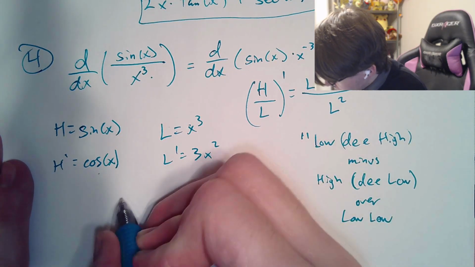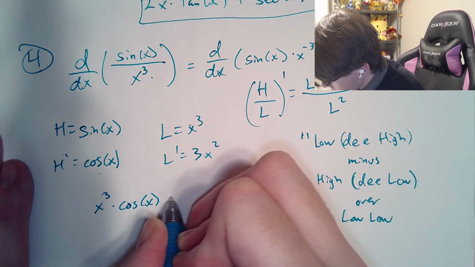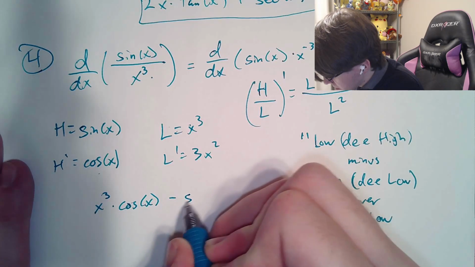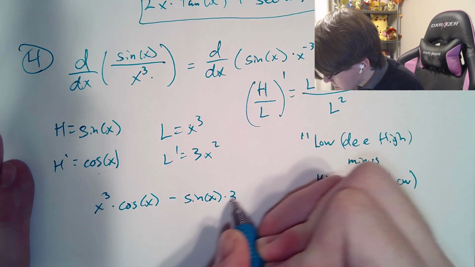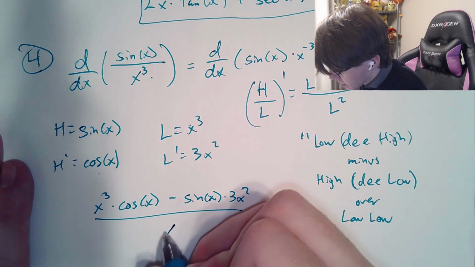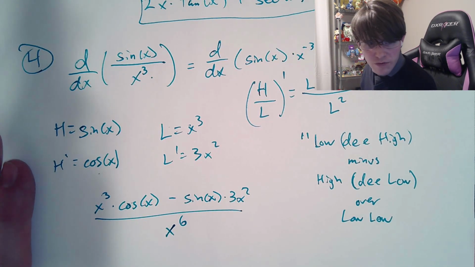So we're going to end up with x cubed multiplied by the cosine of x, minus high d low minus these two, minus sine of x times 3x squared, all divided by low. In this case, low is going to be x to the power of 6, because you're doing x cubed squared. If you want to, you can leave it like that.